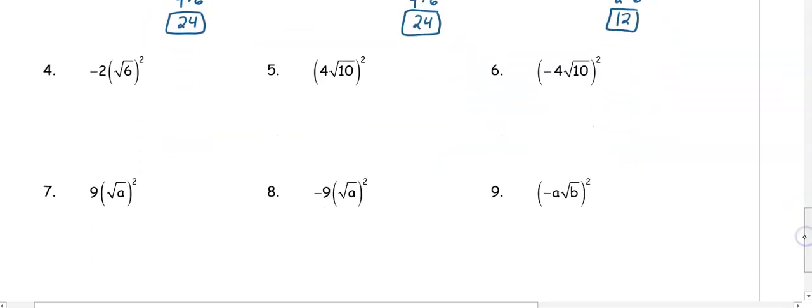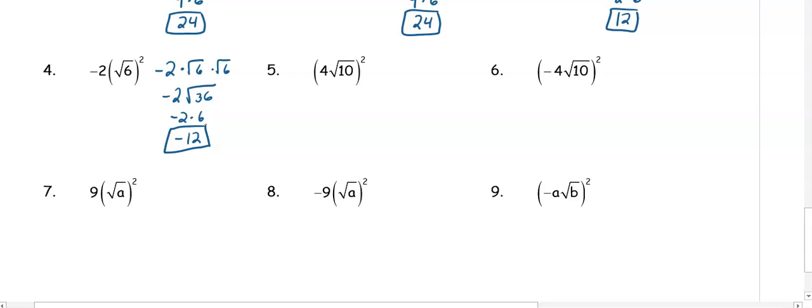Number 4, negative 2 is outside of the parentheses. So we have negative 2 times root 6 times root 6. There's only one number outside, negative 2. In the square root, 6 times 6 is 36. The square root of 36 is 6. So we have negative 2 times 6, which is negative 12.